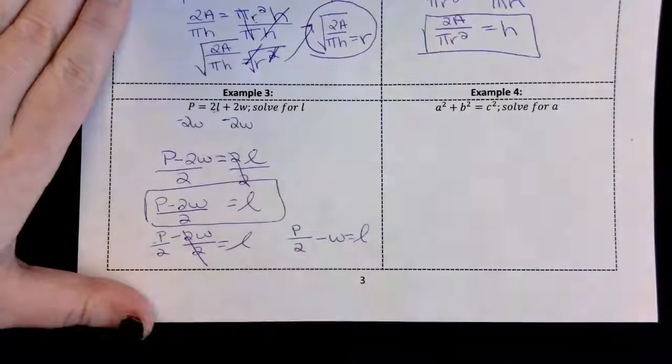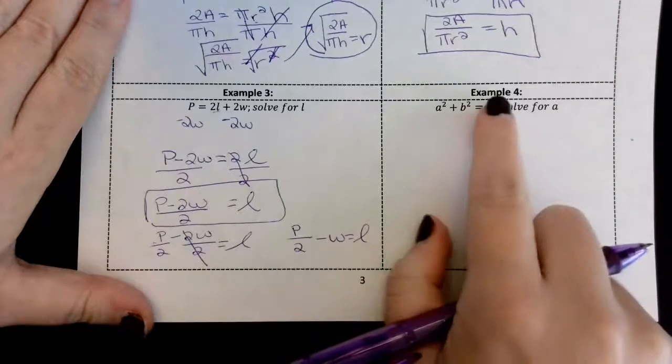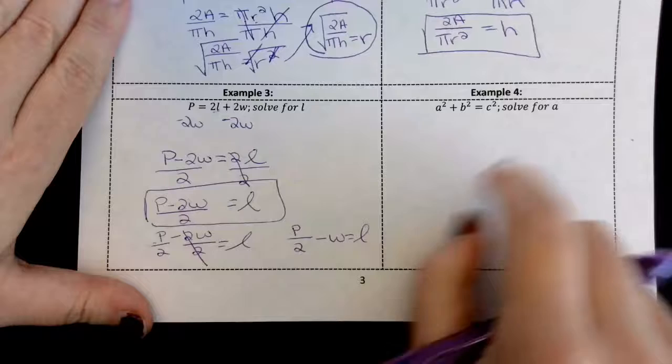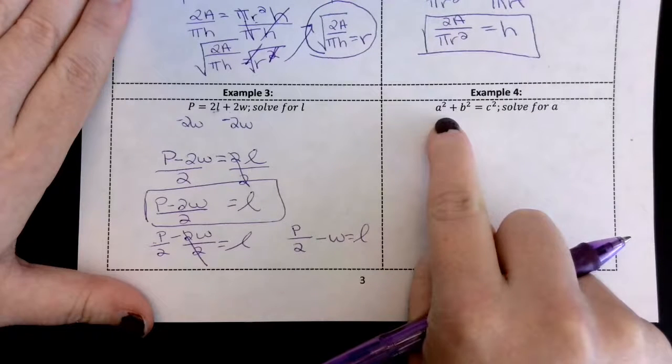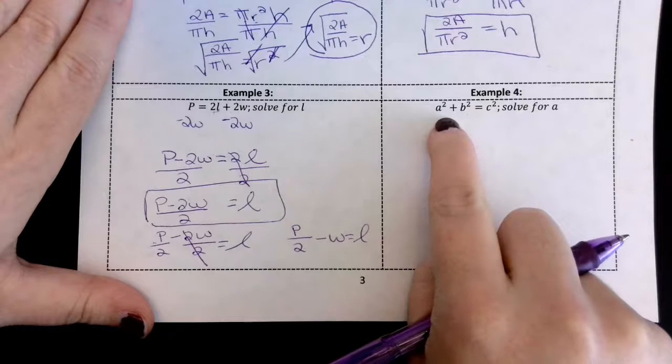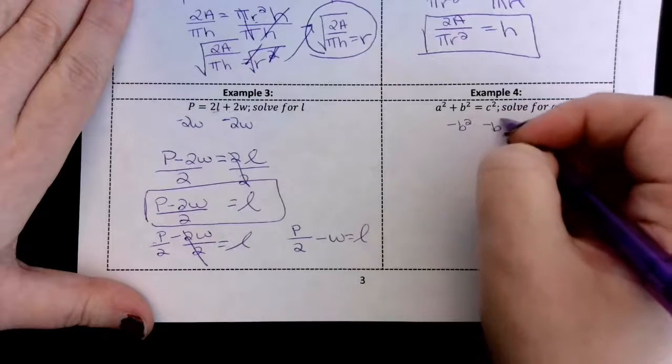All right, the last one is one of my favorite formulas. It's the Pythagorean theorem for solving for side lengths of right triangles. I want to solve for A. There's a squared connected to that A, so we're going to have to square root it at some point. Again, I need to get rid of that B squared, so I need to subtract it to the other side.